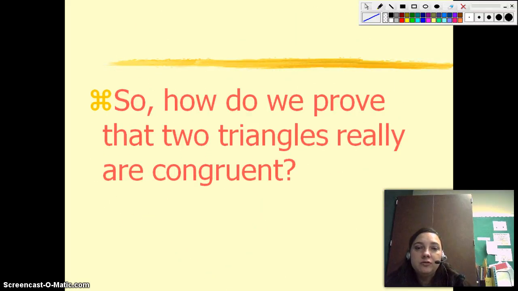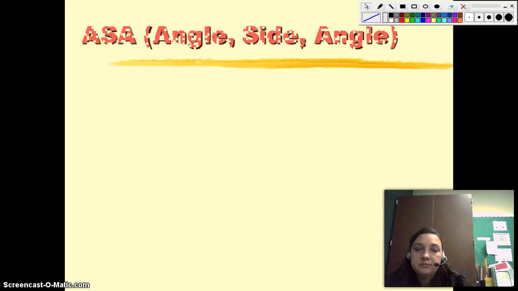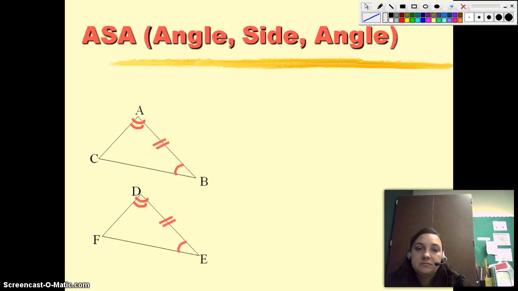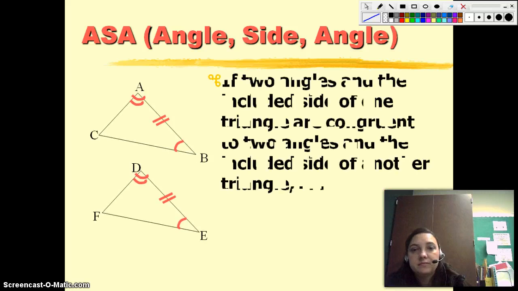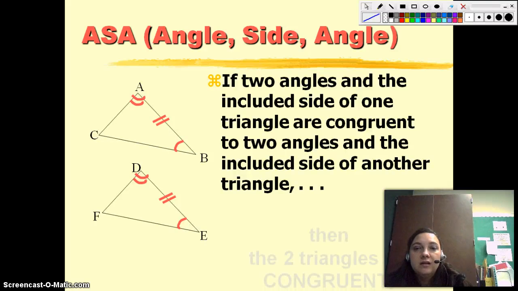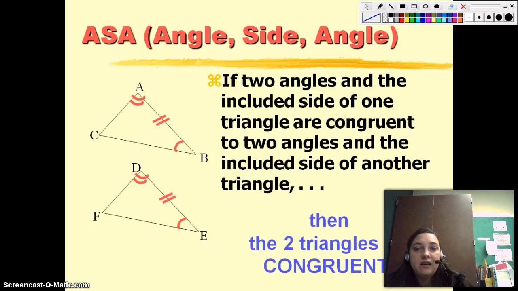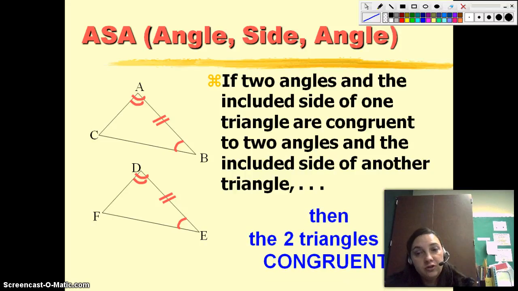So how do we prove that two triangles really are congruent? If two angles and the included side of one triangle are congruent to two angles and the included side of another triangle, then the triangles are congruent. So here, instead of having to prove all three sides are congruent and all three angles are congruent, we can use a combination of the sides and angles, and in this case, angle, side, angle. So it kind of goes in that order.